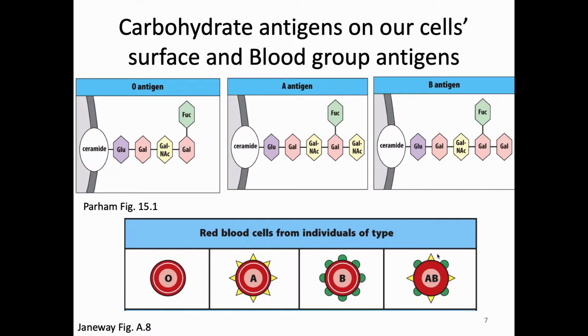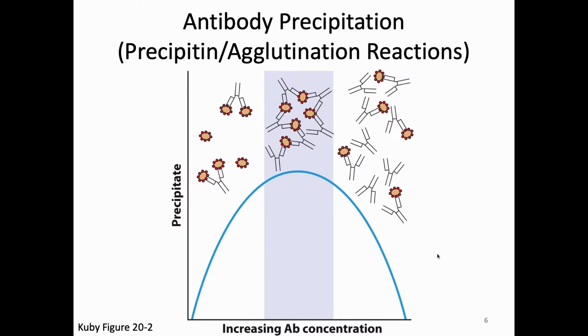Yep, Mark. Why does too much antibody decrease? Because if you have too much antibody, then each antibody is binding to one antigen, and you're not going to have a high probability of each antibody binding to more than one antigen molecule. You're diluting out the antigen, basically.